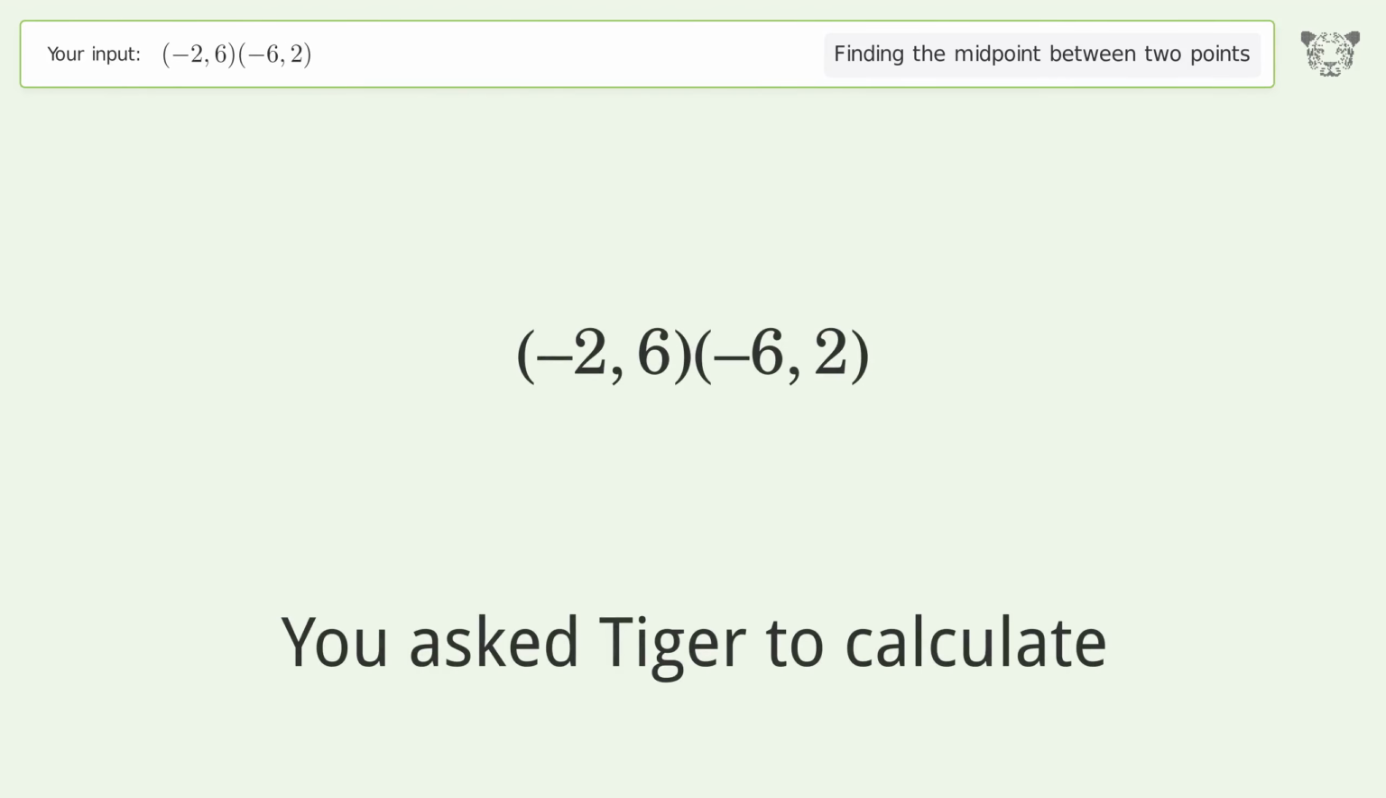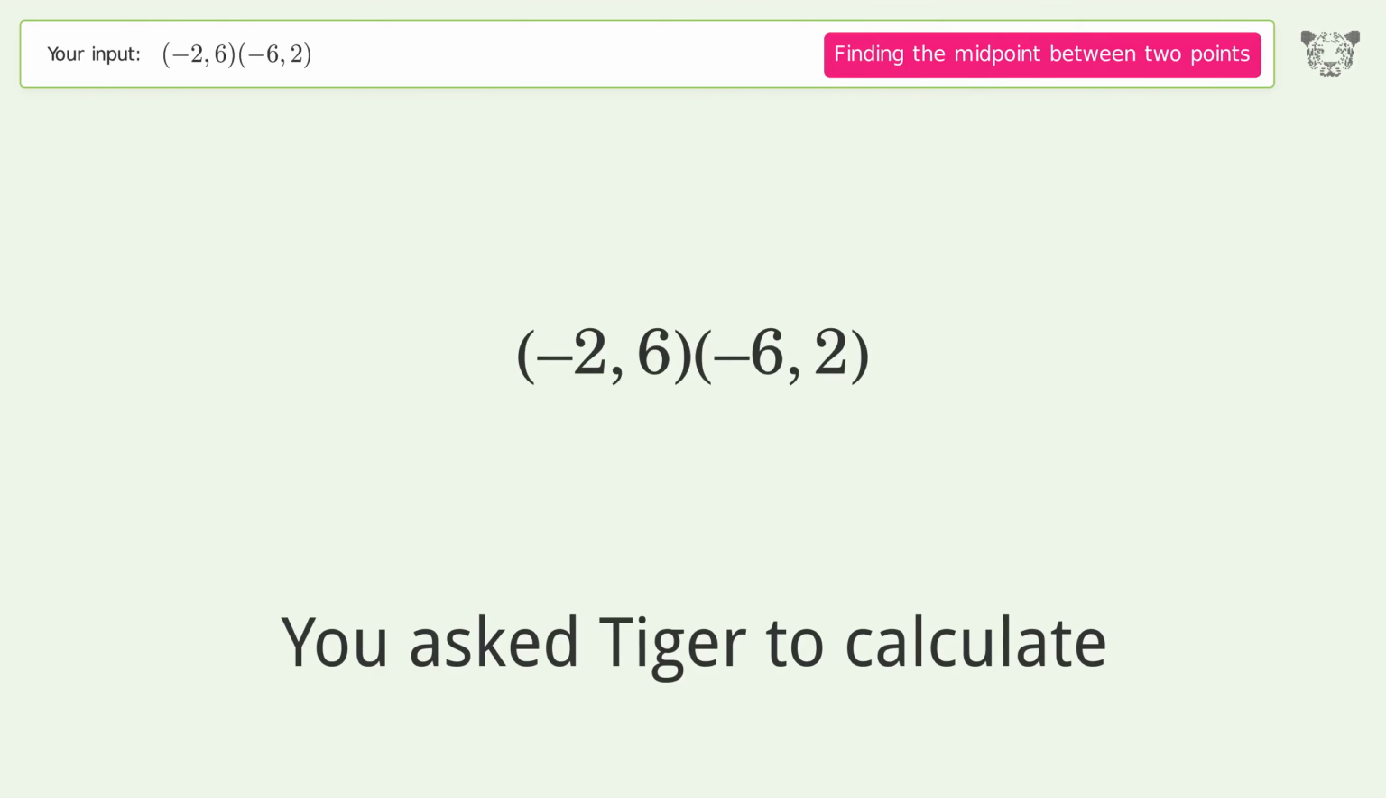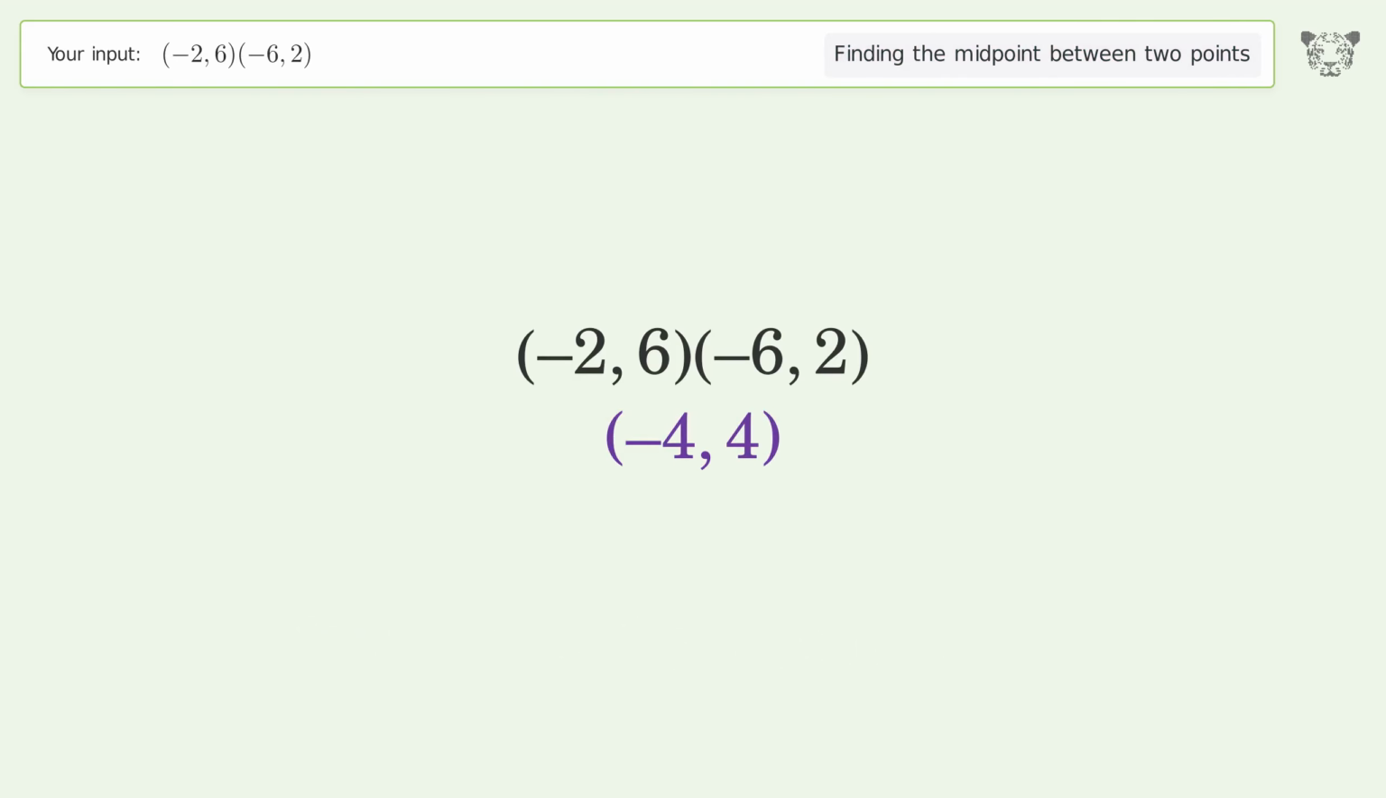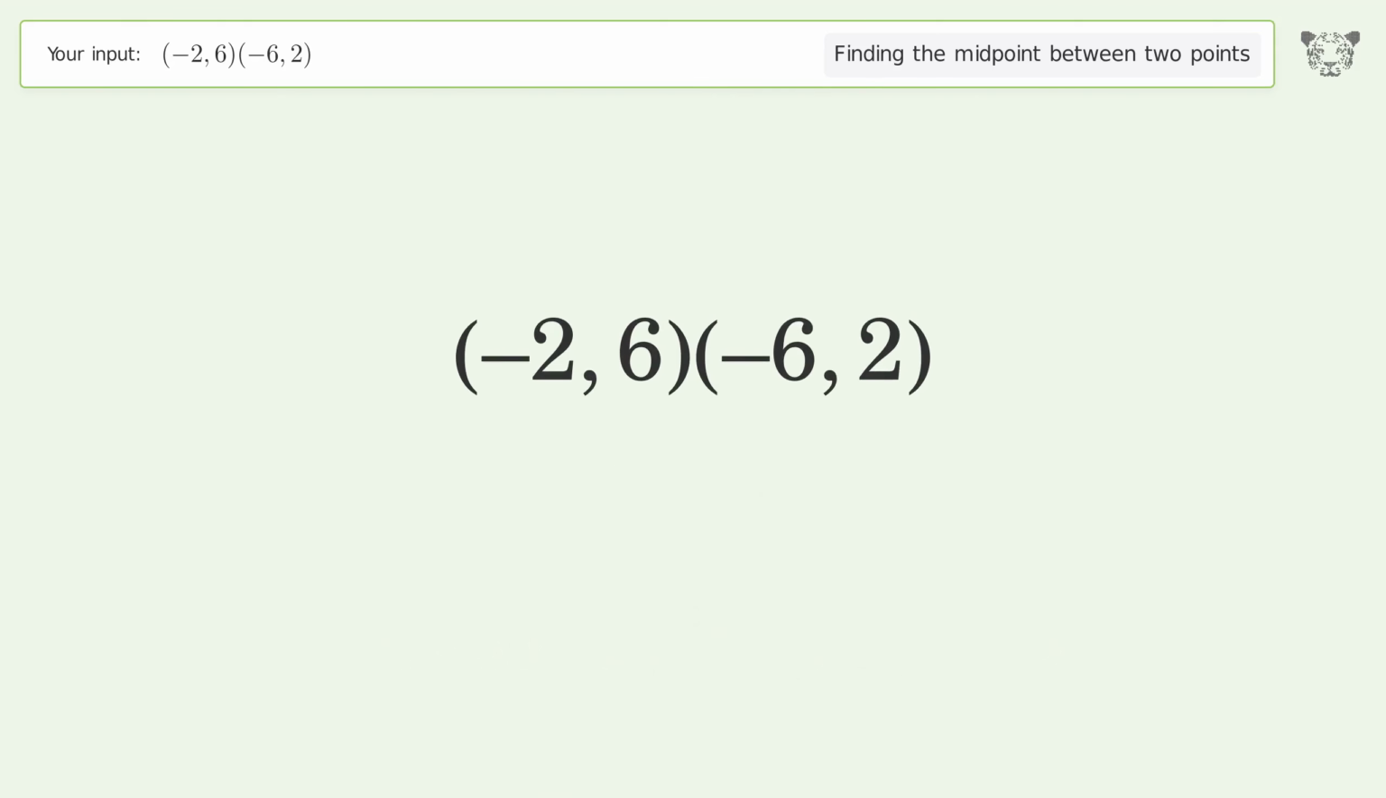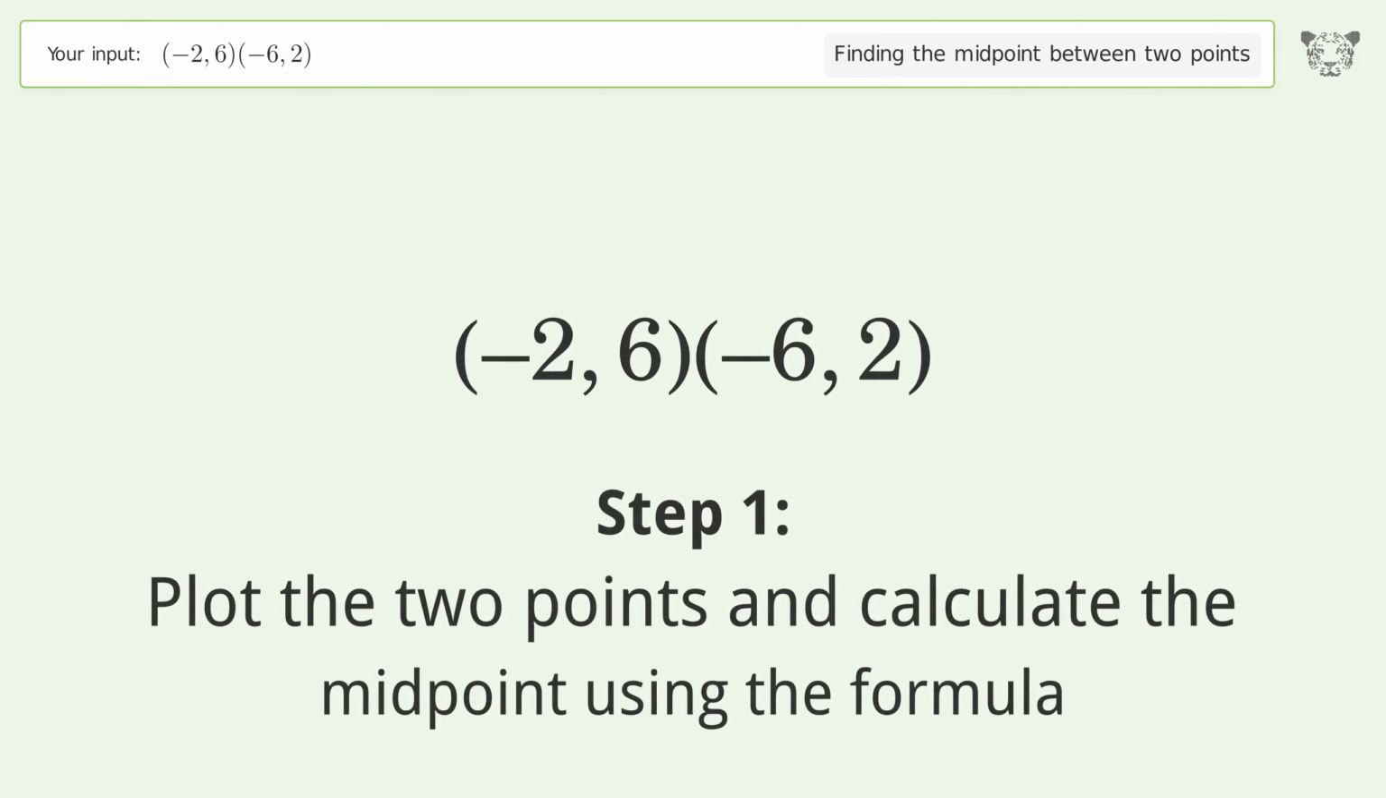You ask Tiger to calculate. This deals with finding the midpoint between 2 points. The midpoint between the 2 points is -4, 4. Let's solve it step by step. Plot the 2 points and calculate the midpoint using the formula.